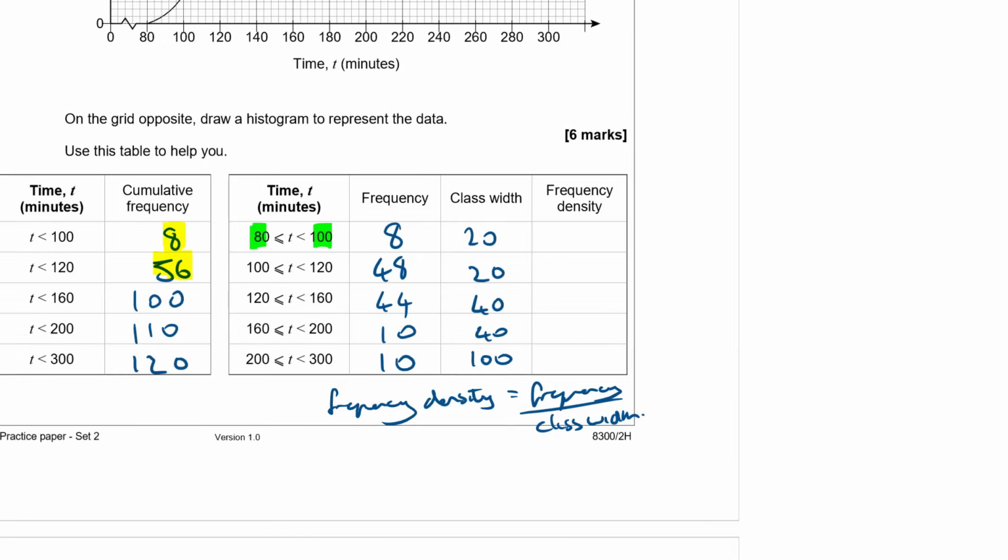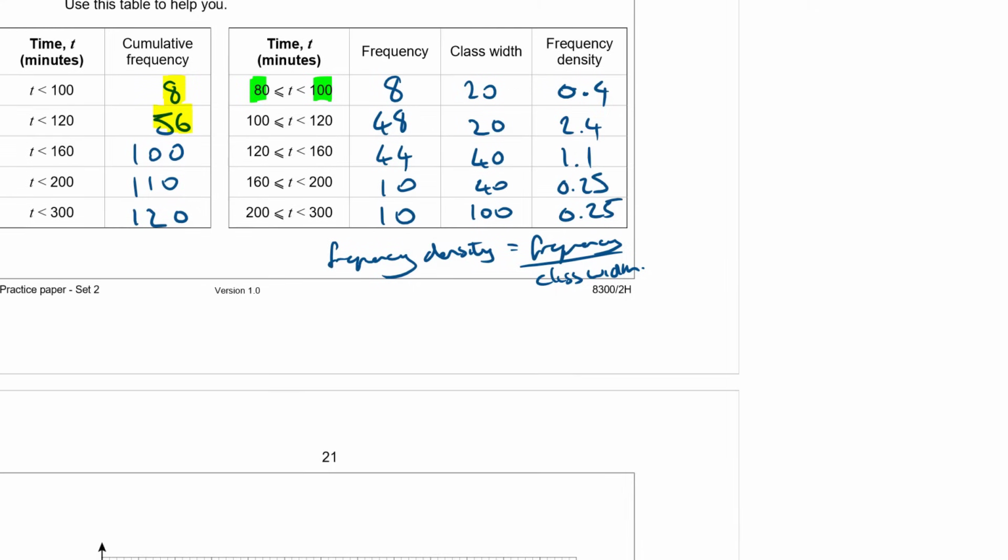So 8 divided by 20 is 0.4. 48 divided by 20, 2.4. 44 divided by 40, 1.1. 10 divided by 40 is 0.25. And 0.25. Okay, so now I've got all the information I need to draw my chart.